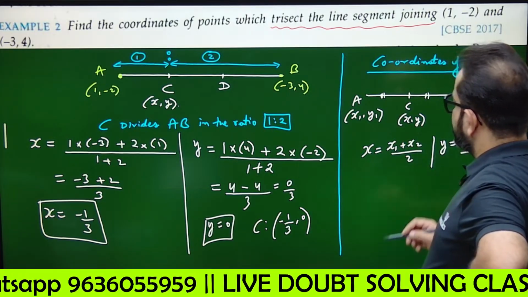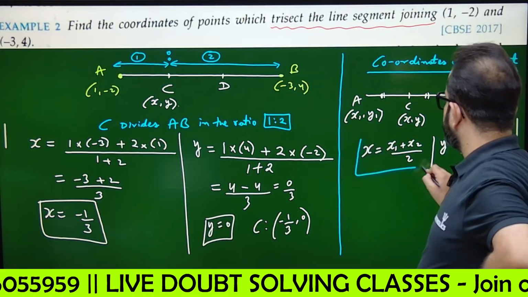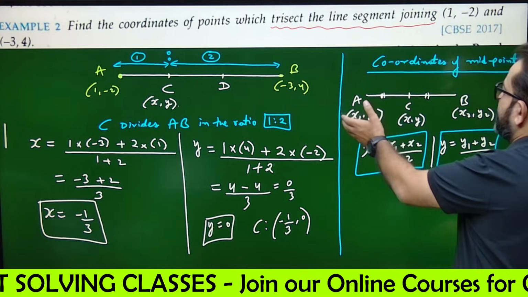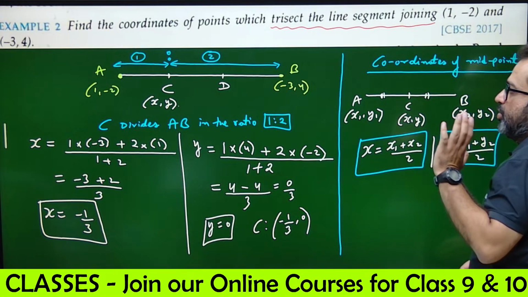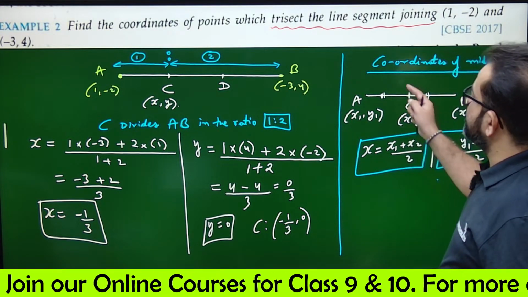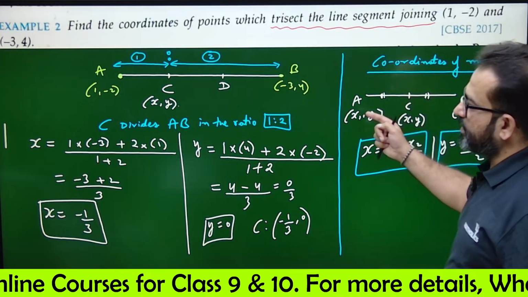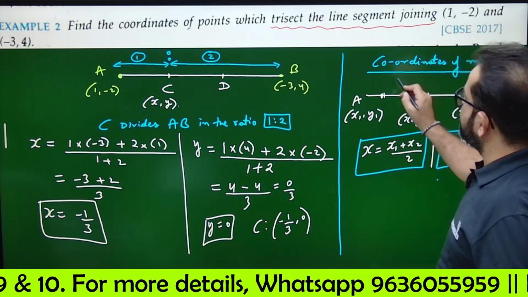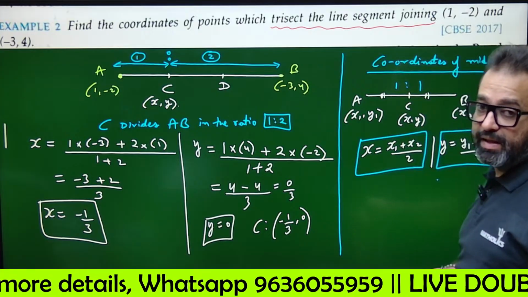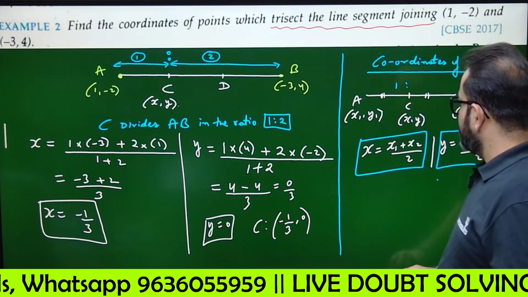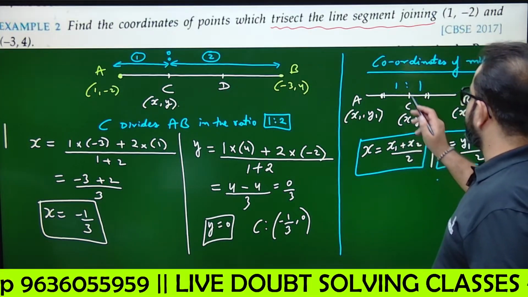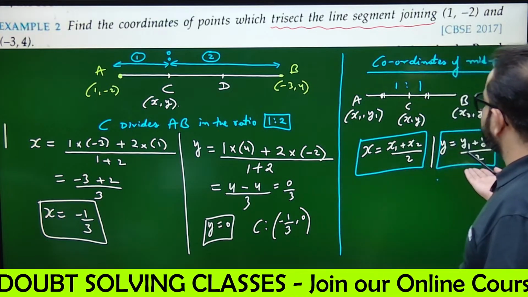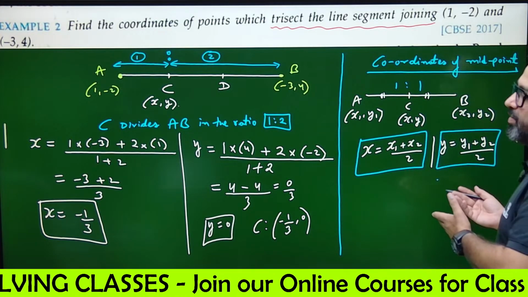That means you just have to divide x1 plus x2 by 2. How does this come? Actually, this is 1 into x2 plus 1 into x1 upon 1 plus 1, so this is 2. 1 into y2 plus 1 into y1. The ratio is 1 is to 1 if this is the midpoint, equal ratios. So upon 1 plus 1. This is how this formula comes. This is nothing but the section formula only, but in an easier format.